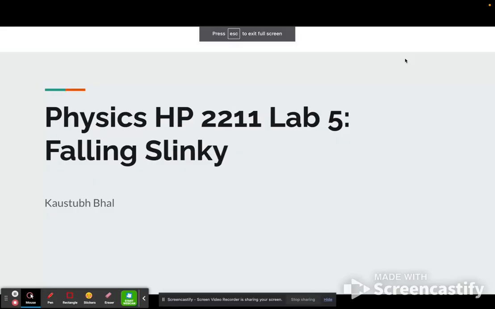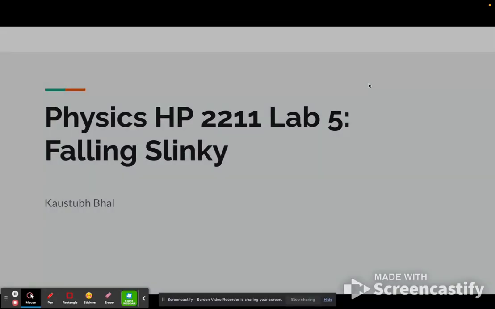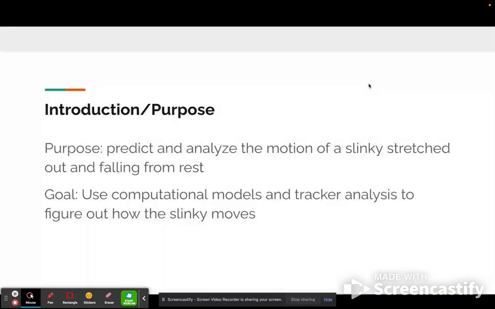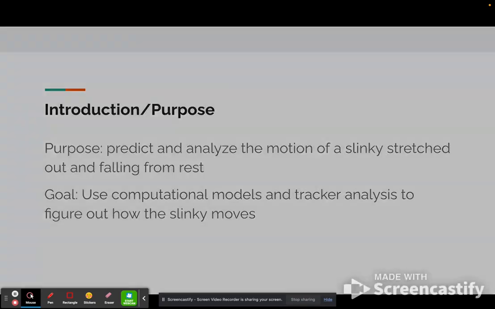Hello, this is my Physics Lab 5, Falling Slinky. The introduction or purpose of this lab is to predict and analyze the motion of a slinky stretched out and falling from rest. Our goal is to use computational models and tracker analysis to figure out how the slinky moves while it's falling.